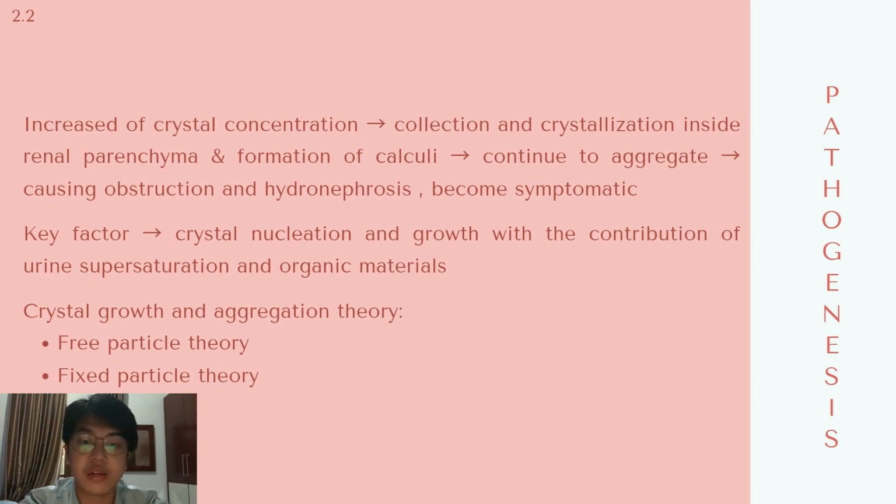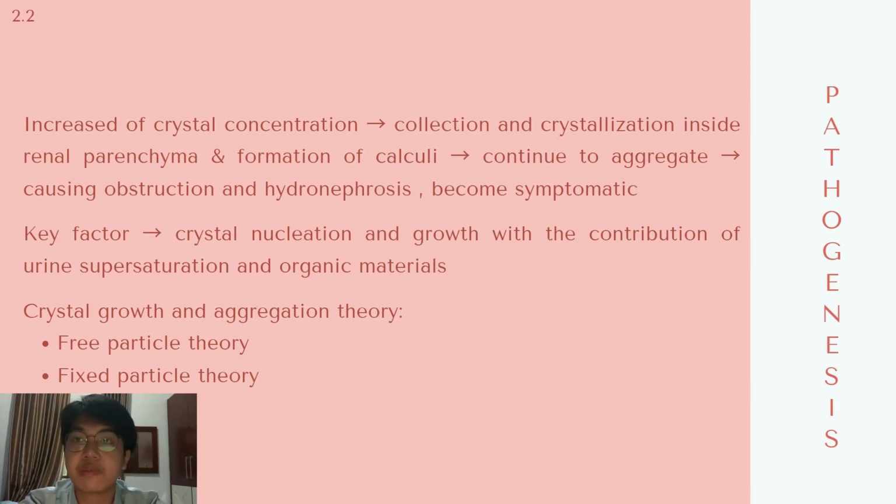Urolithiasis occurs when the crystal concentration of the urinary stone starts to increase and supersaturate the urine, leading to collection and crystallization inside the renal parenchyma and formation of the renal calculi. These crystals will continue to aggregate until they are large enough to cause a hydronephrosis due to obstruction of the urine passage and upstream dilation of the renal pelvis and ureter. These aggregates are also able to become symptomatic, which presents as pain if they migrate into the ureter.